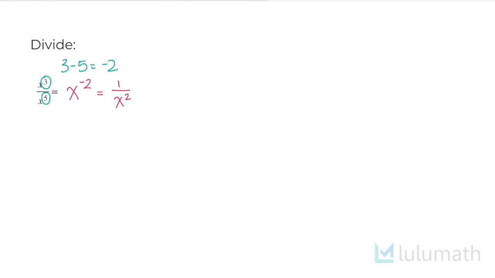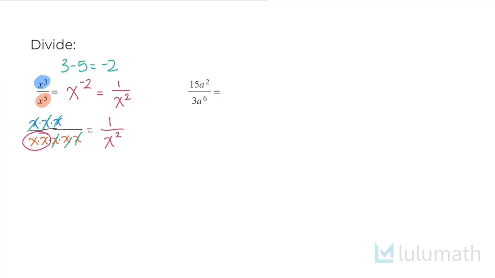Now, let's confirm that this is really true. So x to the power of 3 simply means x multiplied by itself 3 times. And x to the power of 5 simply means x multiplied by itself 5 times. And so we know that this x and this x cancel out to give us 1. X and x cancel out to give us 1. X and x cancel out to give us 1. So we end up getting 1 in the numerator and 2 x's being multiplied together in the denominator. So we get 1 over x squared.